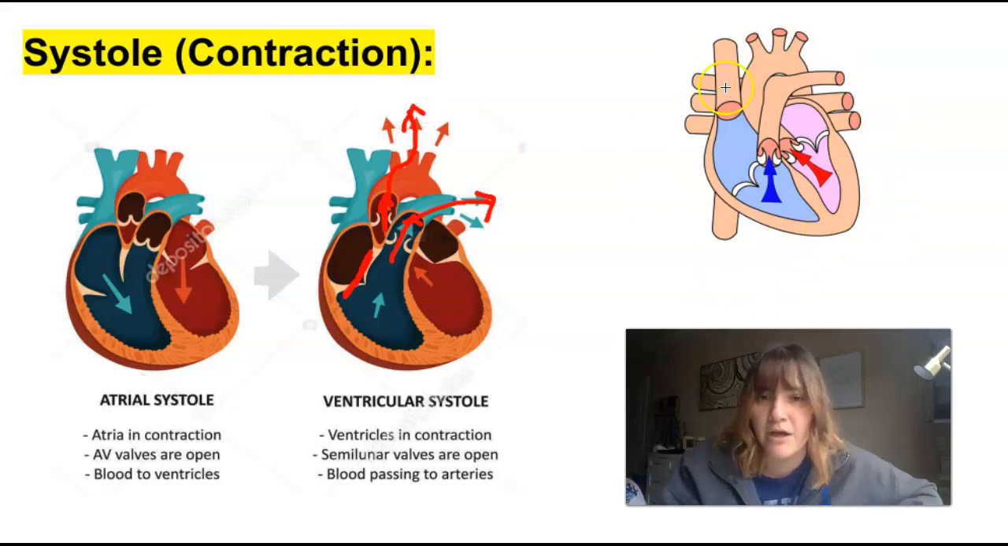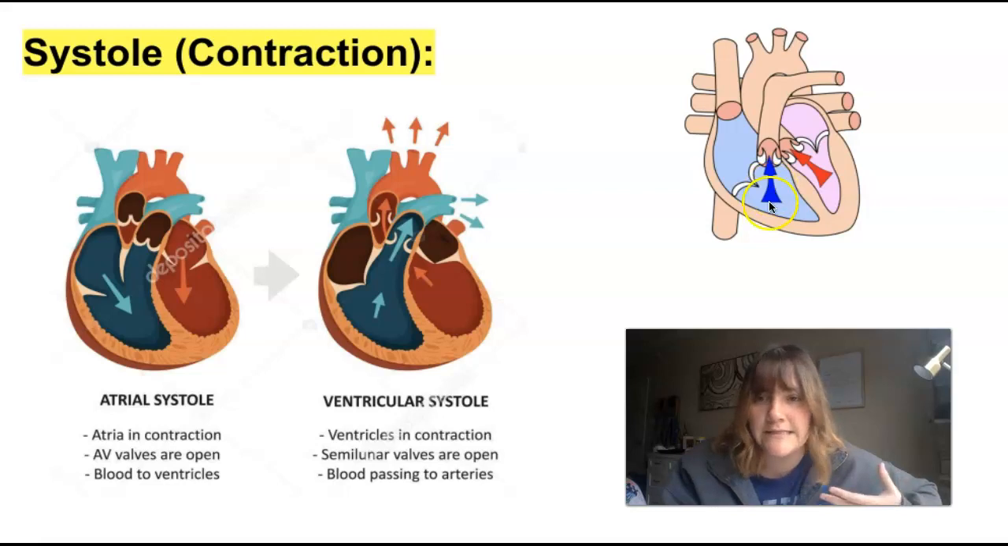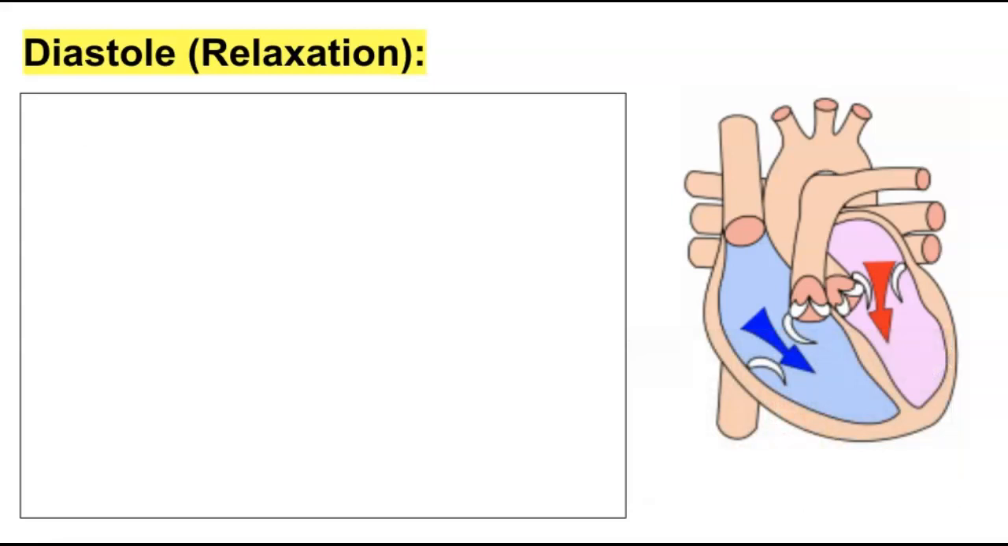And then this is a much more simplified picture right here, just showing how systole is that contraction of blood flowing through the pulmonary artery or the aorta. Okay, that's it for systole. And now we need to learn about diastole, or relaxation.